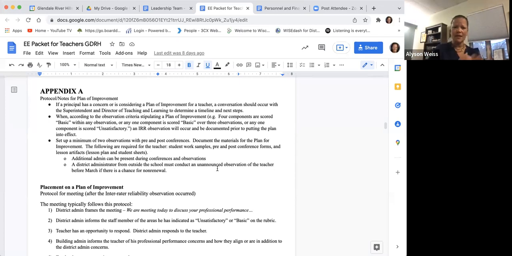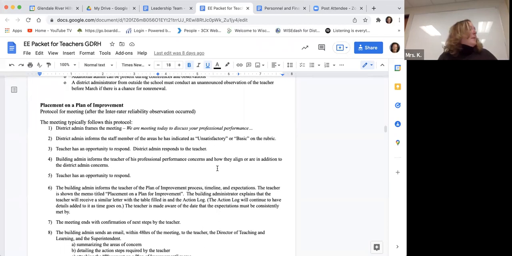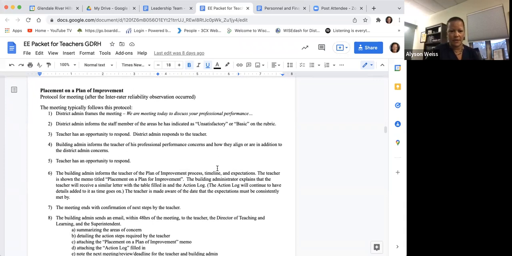Once that conversation happens, then they would set up some observations, including Jenica, because we would want to have that inter-rater reliability, having somebody outside of the building principal coming in and doing an observation of that staff member as well. Then we just provided some protocol literally for the principal around the actual meeting.